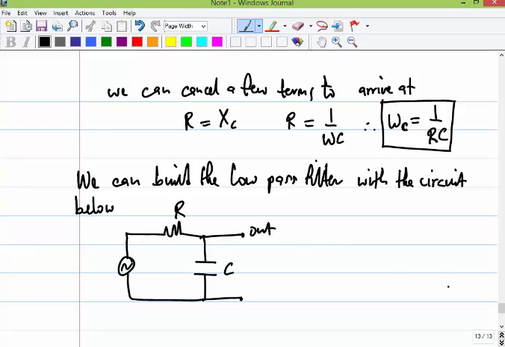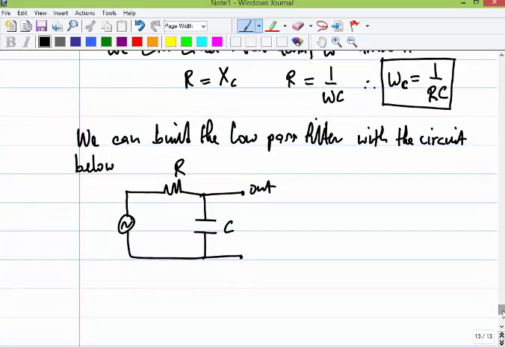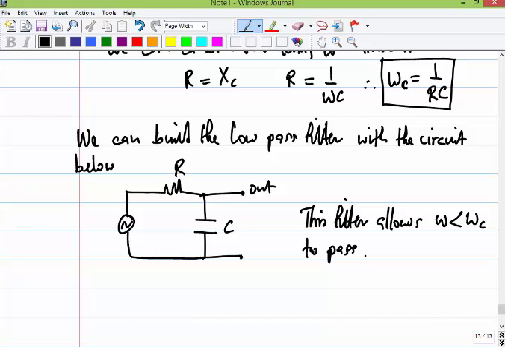Okay, so this will pass frequencies less than the crossover frequency, and it will block frequencies greater than the crossover frequency. Okay, all right, I think we should stop here and then continue on Thursday with RLC circuits.